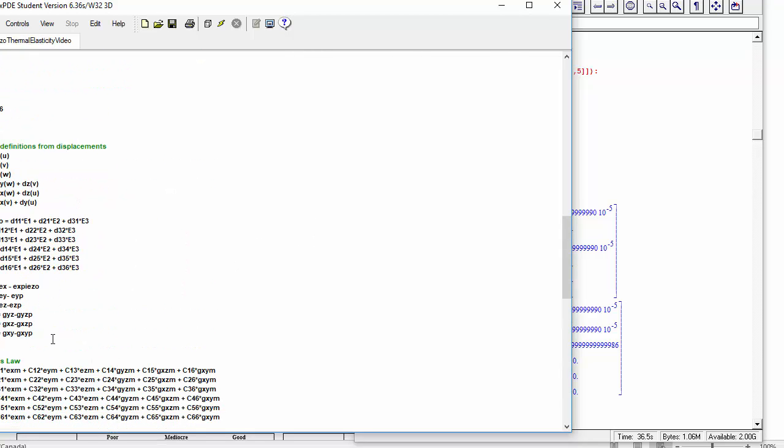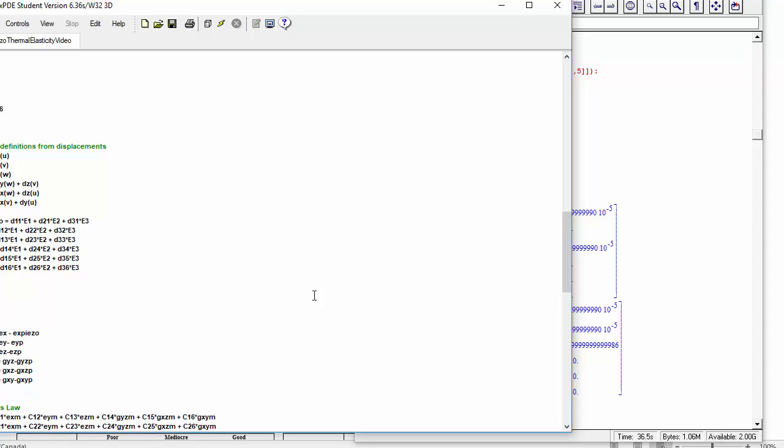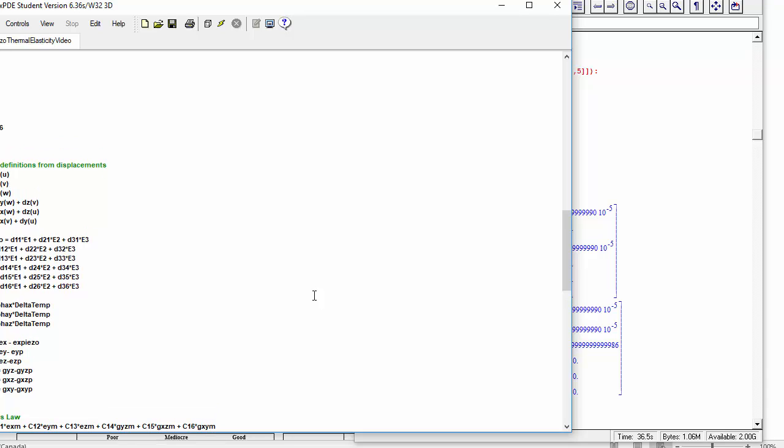Similarly to the setup we did for piezoelectrics, where you have the strain from piezoelectrics written out like that, we can say EXT, EYT, EZT, and there's no thermal strain in the shear direction, so we just need these three. EXT would be alpha x times delta temp. Careful, delta t is a built-in thing, so delta temp, alpha y times delta temp, and alpha z times delta temp.